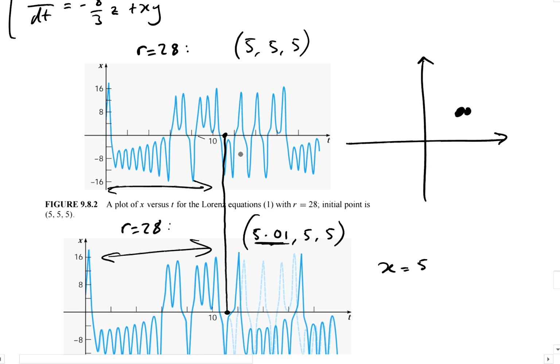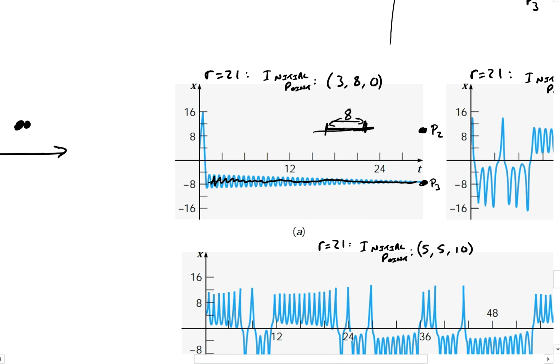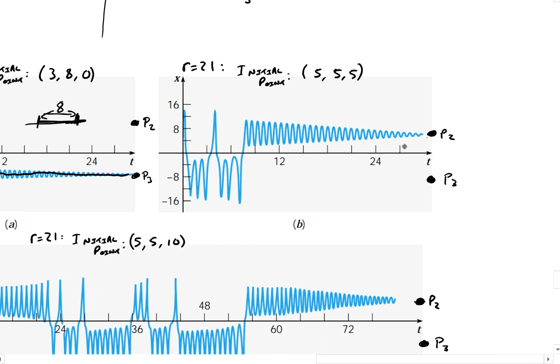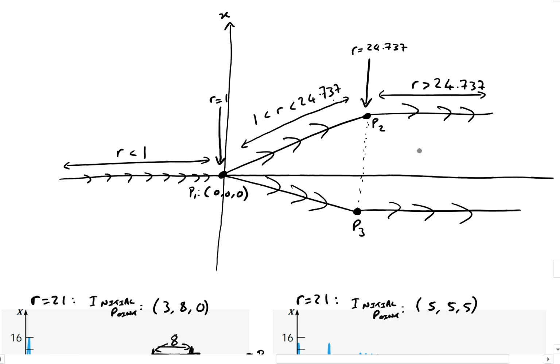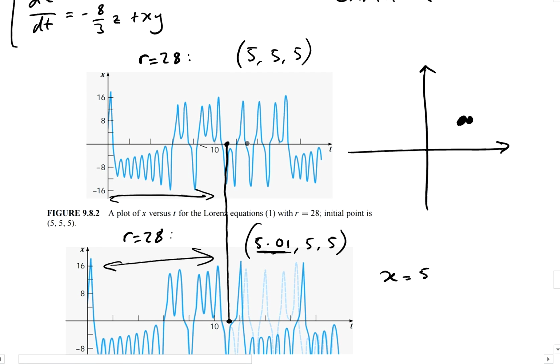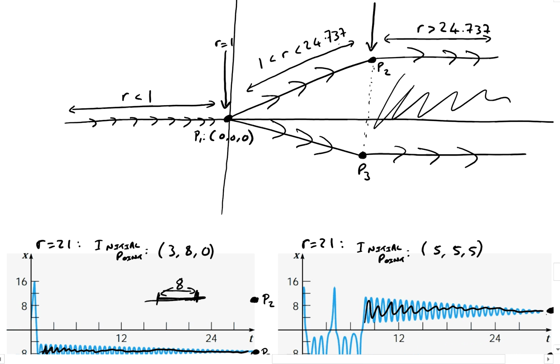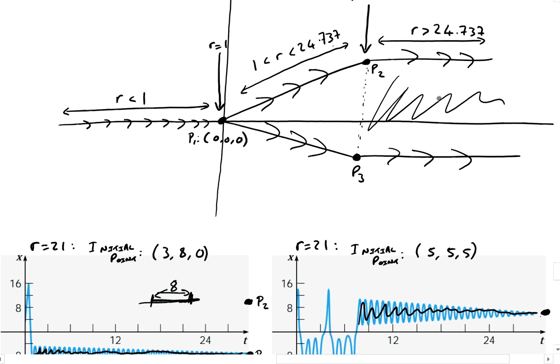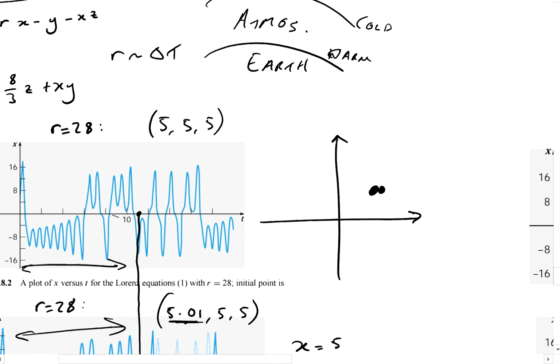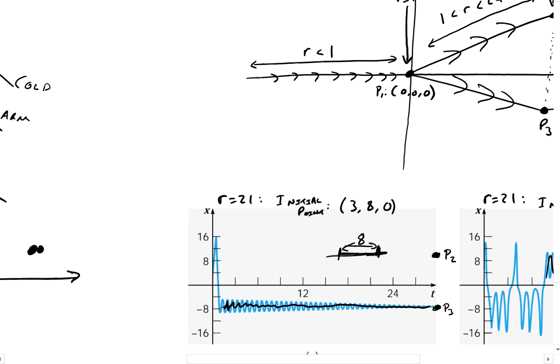But this time we're considering r equals 28. Which point does it tend towards? It tends towards P2. It does play around for a little bit, jumping around, but then it settles down and tends towards P2 for r equals 21. Before, we were considering this region over here with r equals 28, this graph over here, and we couldn't really see what happened, but that wasn't what we were looking at there.